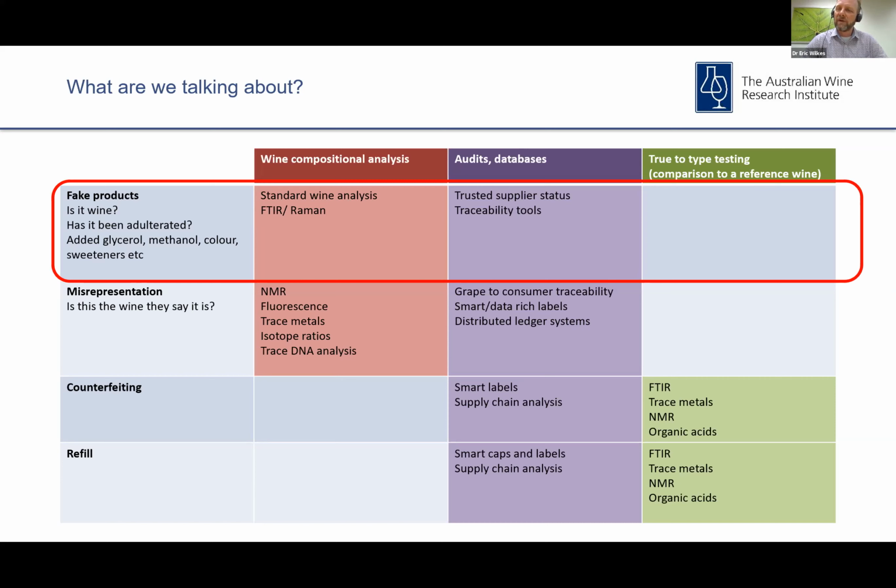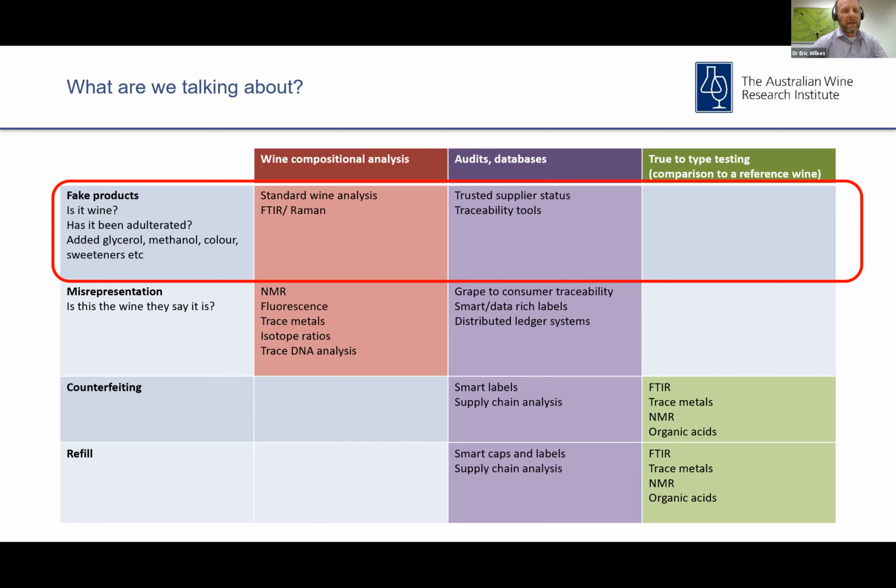Now, when we're trying to understand if a wine is a fake product, luckily that's pretty easy to address through standard wine analysis and just seeing, does it look like a wine? And we can even fingerprint that very quickly using things like FTIR and Raman analysis.